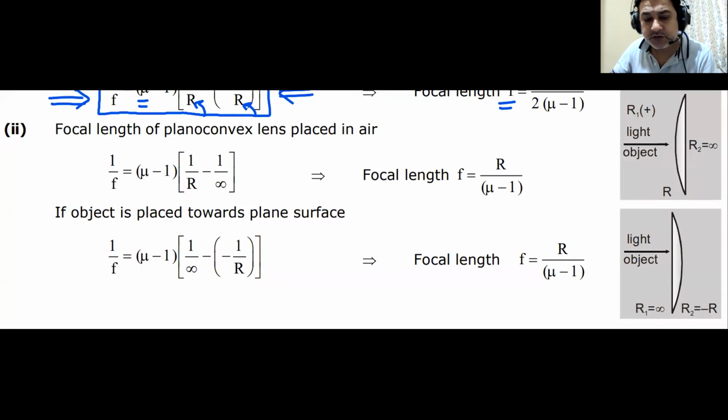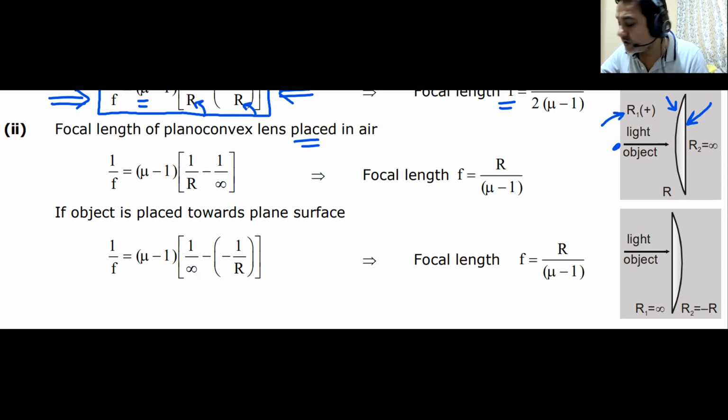which is this one. This is a plano convex lens placed in air. Do we all see this? Object is placed here. This side of the lens is convex and the other side of the lens is plane.